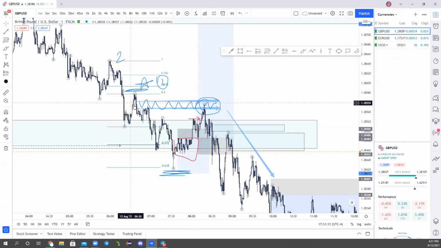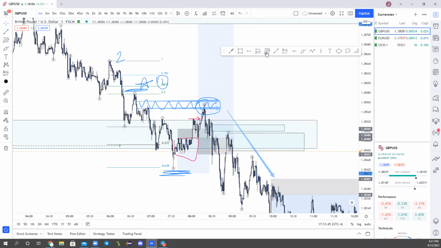There are so many retail people who use it, and even institutions, that it is a huge magnet for price. If you pull a fib on a move and you get a rejection right at the negative 27, which is pretty much what we had here, that validates for me that this was a complete leg to the downside. So this move already happened, and now the next move should start from here down. Does that make sense?